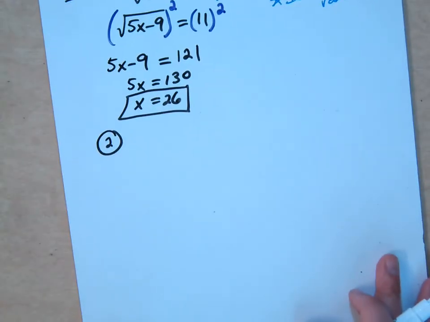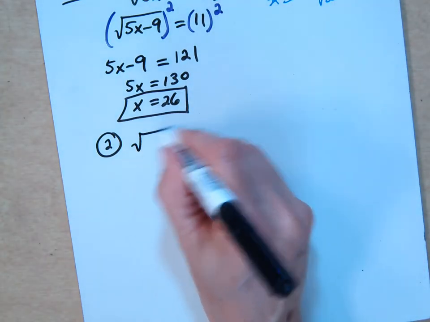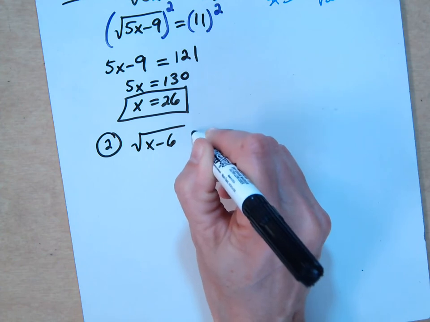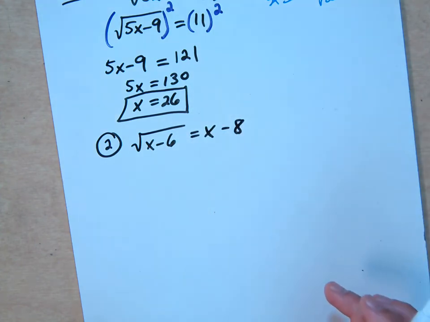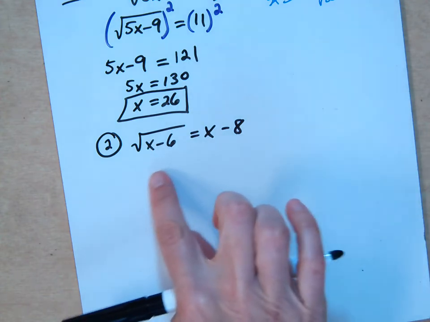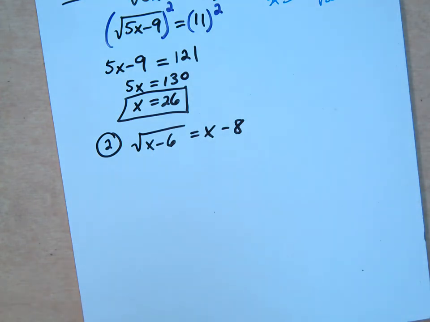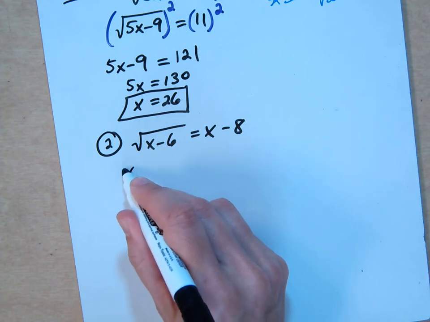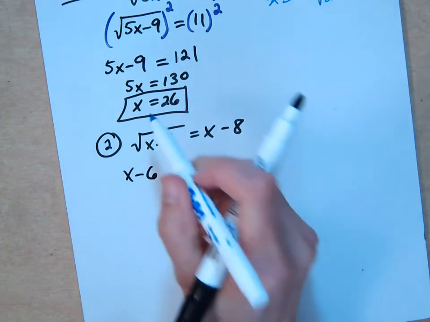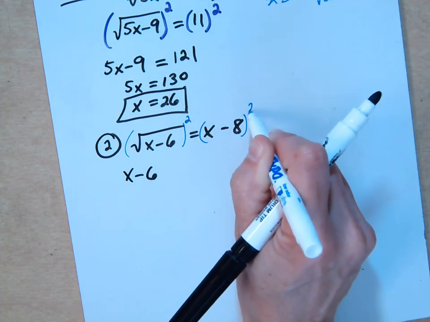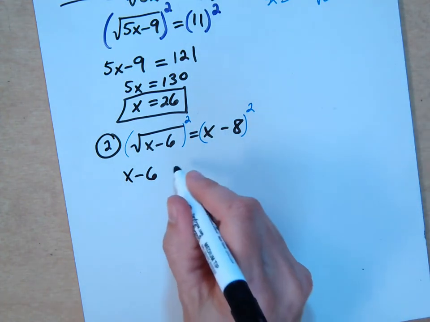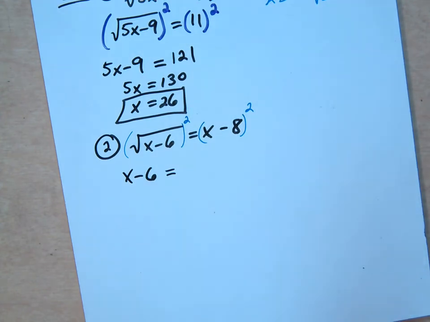Let's say we have the square root of x minus 6 equals x minus 8. Okay, is the radical alone? Anything else around the radical we need to get rid of? Nope. So we go ahead and we square both sides. You square the whole thing, each side, the entire side. So the left just ends up being x minus 6.